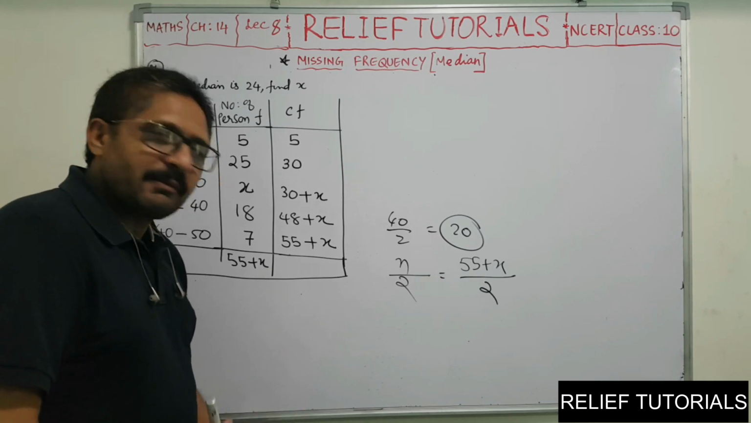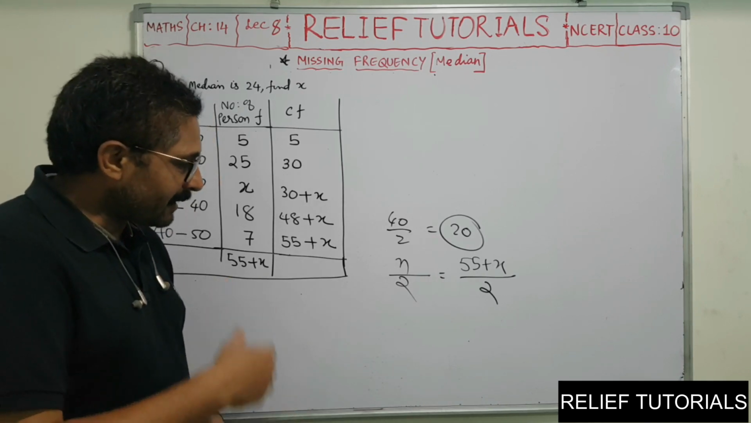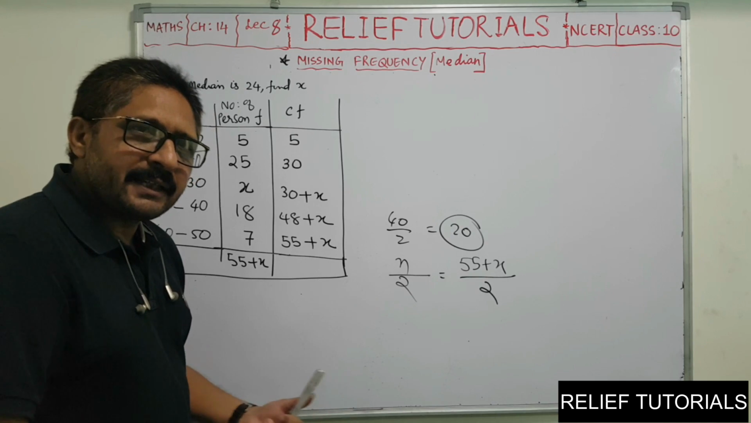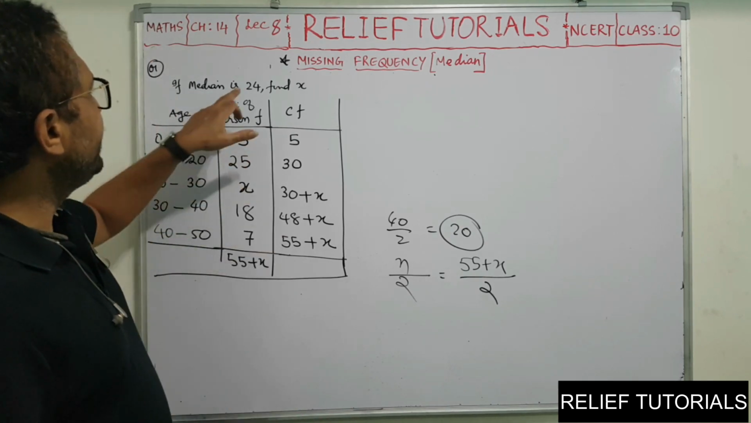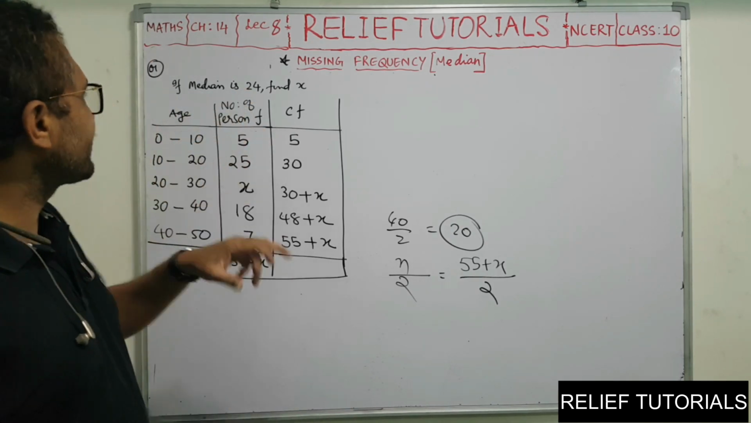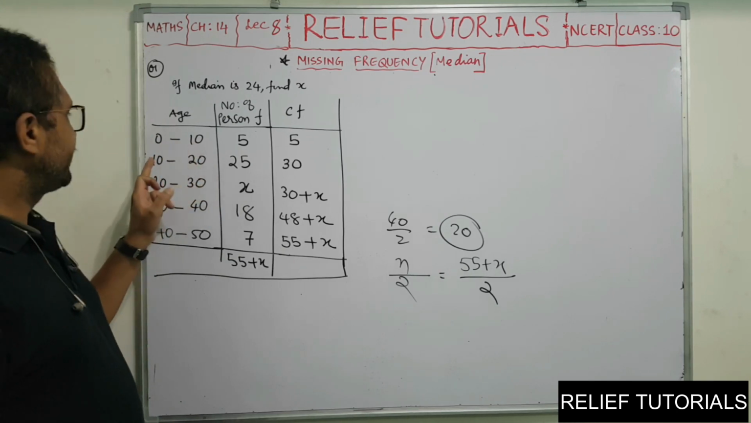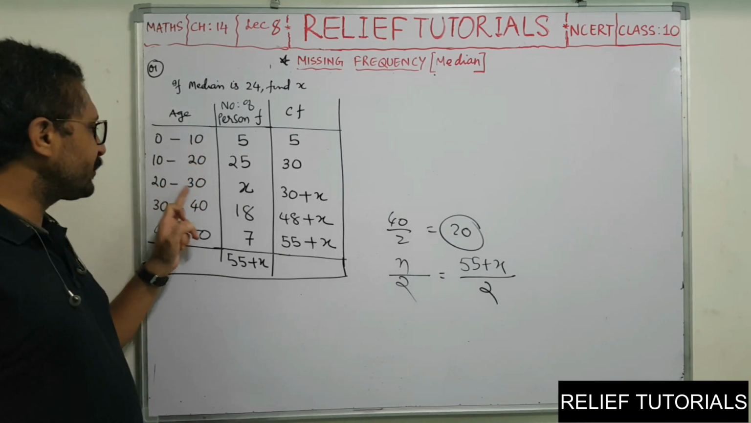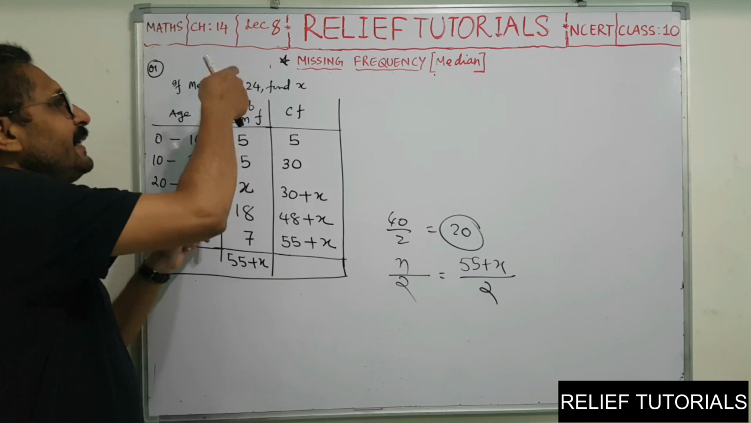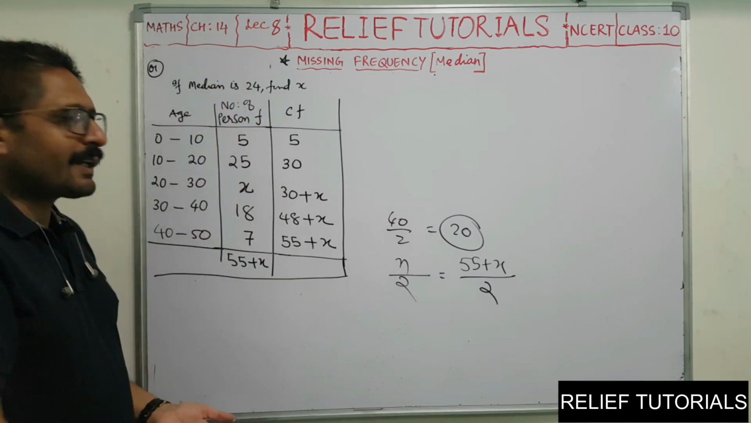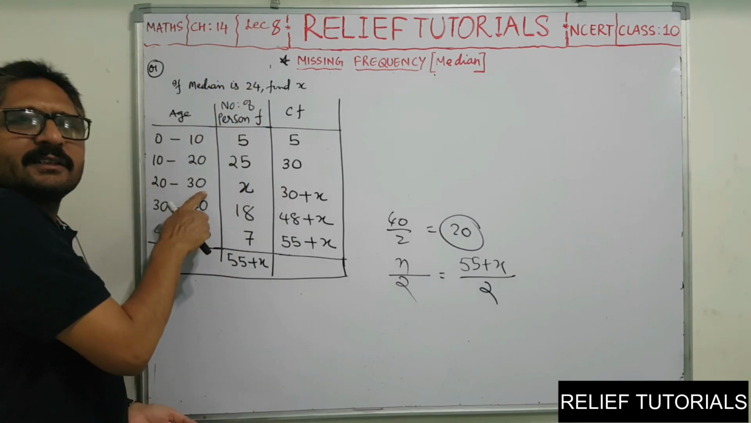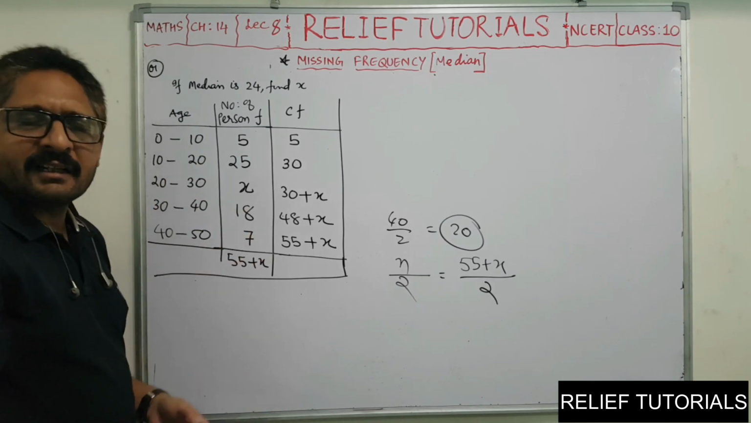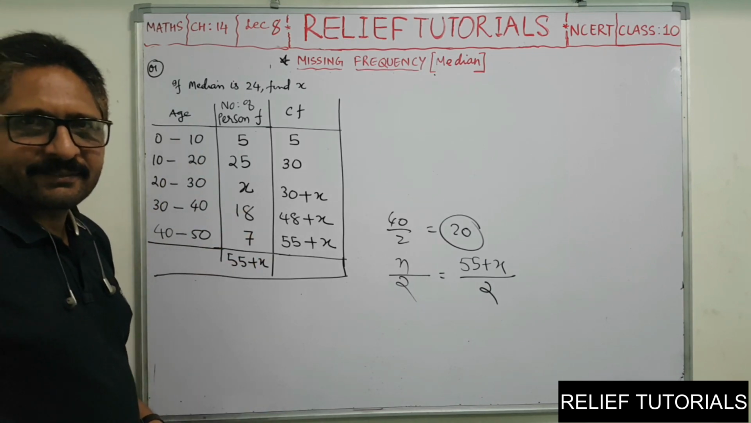We cannot take our problem forward. So what to do? It is very simple. Now see what is given. The median is given. Where does the median 24 lie? In 0 to 10? No. In 10 to 20? No. In 20 to 30? Yes. So the median is already given as 24, and naturally 24 lies in 20 to 30. So this will become the median class. Clear? Simple.